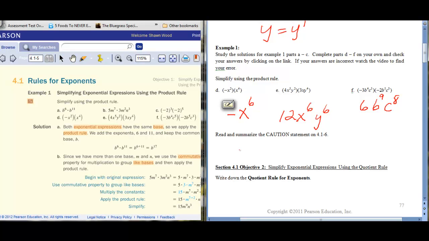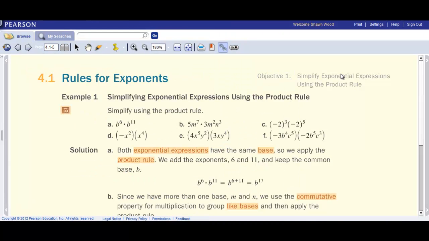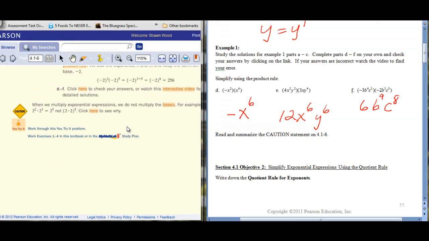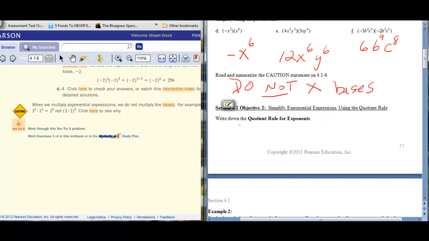Again, we find another caution statement. So we'll go and we'll find that caution statement. 2 to the second times 2 to the third, you're going to add your exponents. Don't multiply your bases together. So do not multiply bases. And then the last question here is write down the quotient rule for exponents.